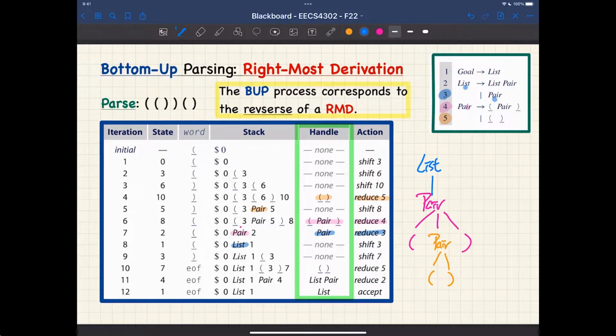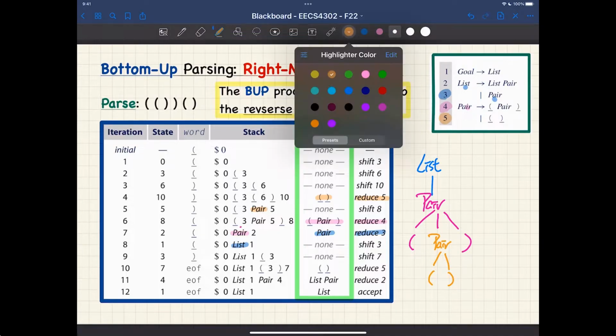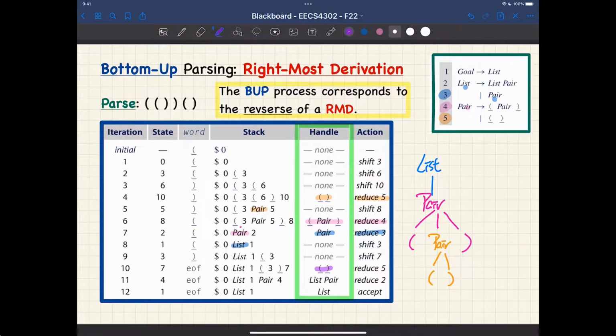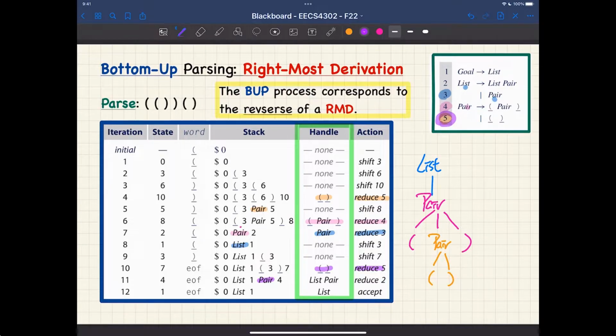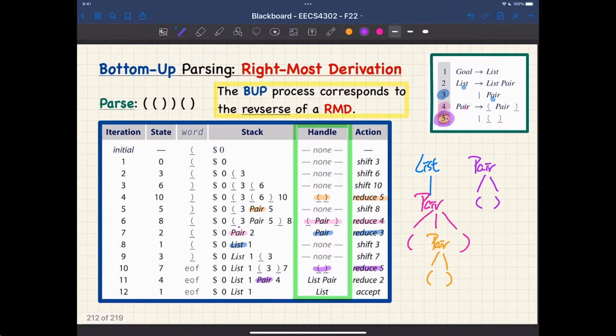Let's get to almost the final one. Here we also got another one. Let's say, how about purple? We read another independent pair of parentheses. Then we can use rule number 5 again over here, and it's going to be reduced into just a pair. So this part over here is going to be reduced to just pair, according to rule number 5.